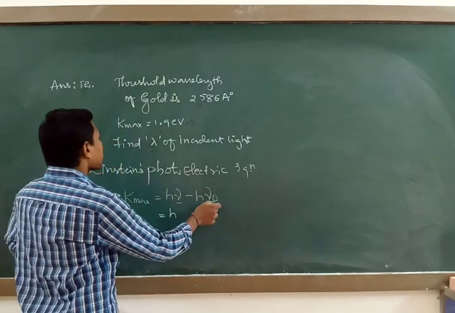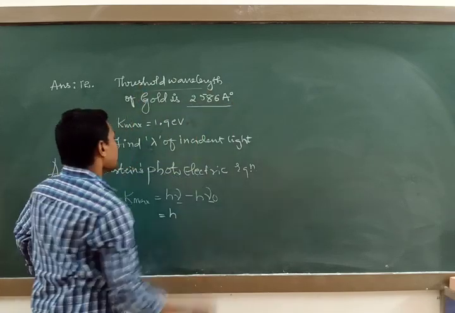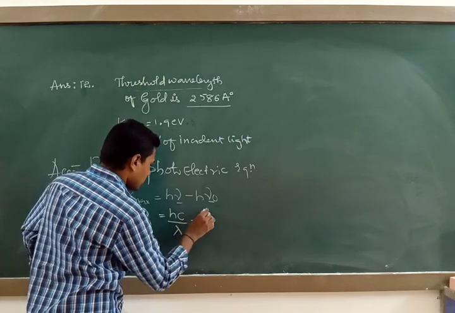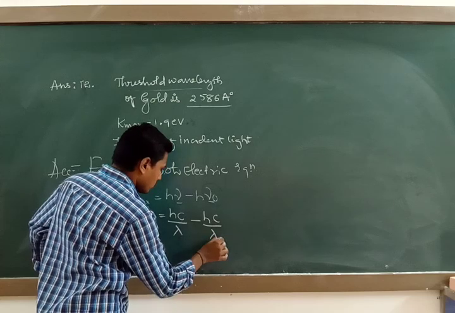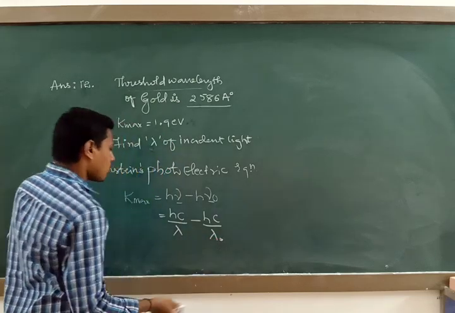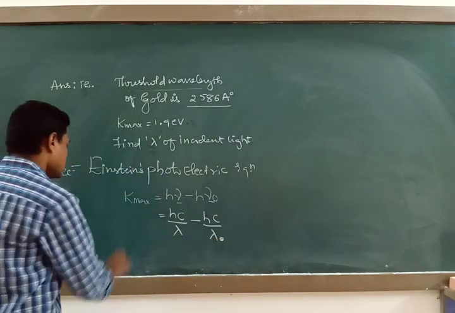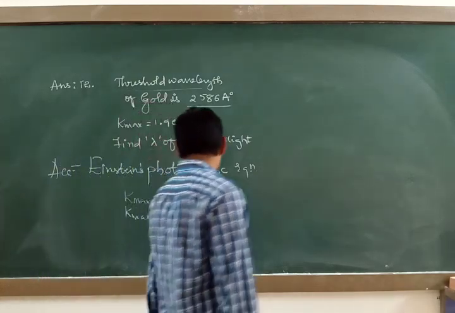So what is threshold frequency? Instead of threshold frequency, what have they given here? Threshold wavelength they have given. So therefore, I will write this as hc by lambda. This is also hc by lambda. For threshold, just take it as lambda naught. Threshold wavelength lambda naught. So this is Kmax. And value of Kmax is given here.